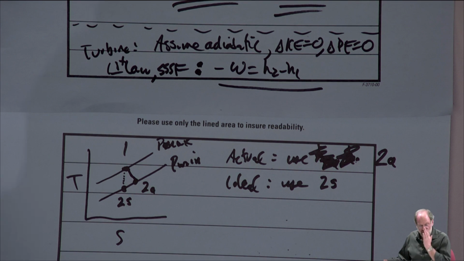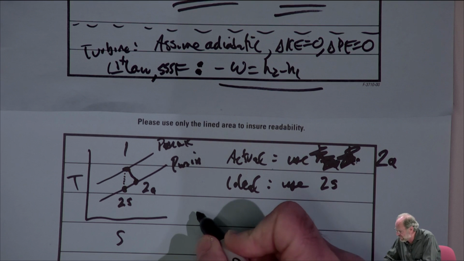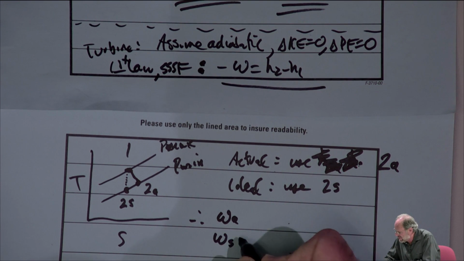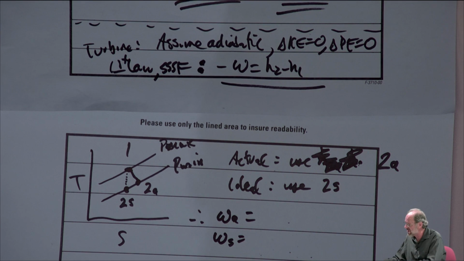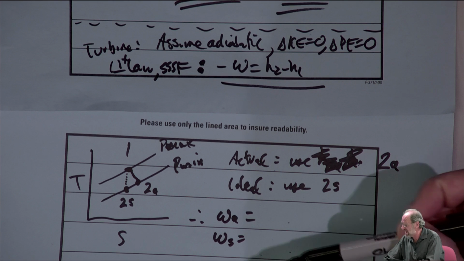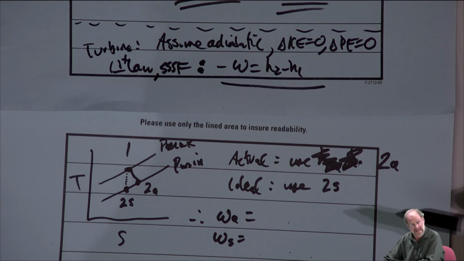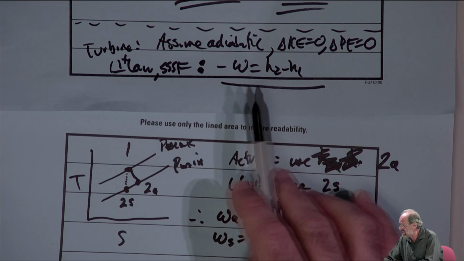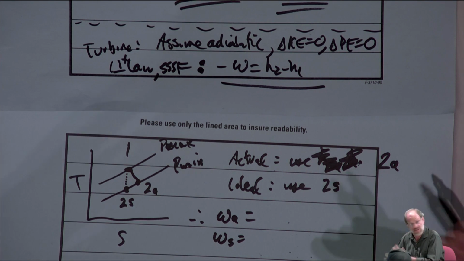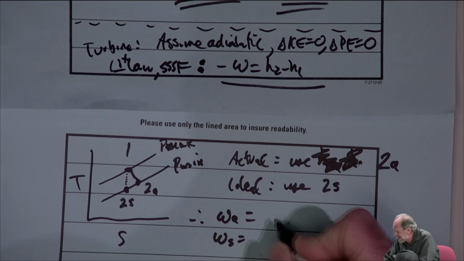Now, with all this in mind, what would be, therefore, our actual work or our ideal work terms? Well, if we just go to the general equation above, in the actual case, we're going from 1 to 2a. So I would just note that minus w is h2a minus h1, or w is h1 minus h2a.